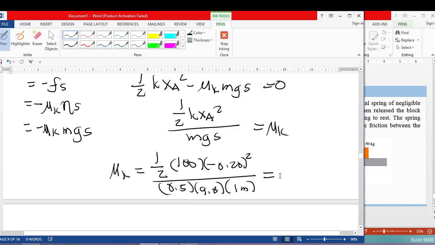So calculating, so we have 100. So kung naa may calculator diha, you can actually, so the answer is 0.41. So the mu k is 0.41. And this is unitless. So yeah, that's it.